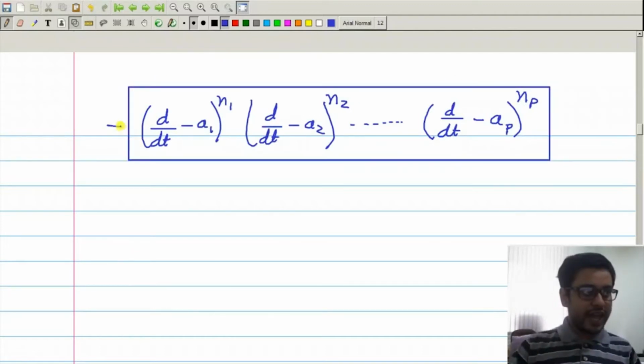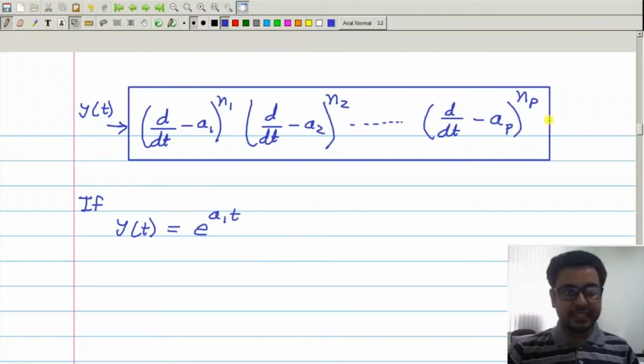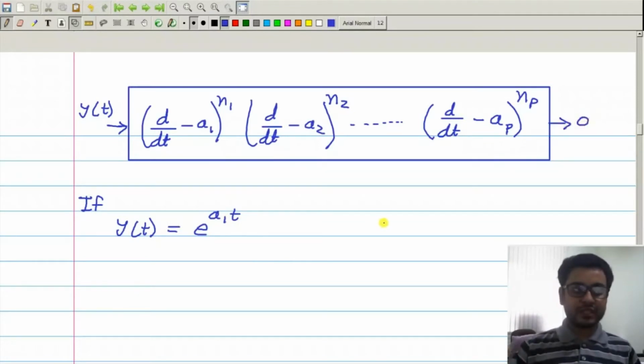So that will act, say, on the signal y(t). Now if I take y(t) equal to, say, e to the power a1t, then the result will be 0. Why? Because, as we said, the order of these operations does not matter. So you can operate this first term on this input signal, on this e to the power a1t, and that will result in 0. So you need not apply the other operators because they will give 0 again when acted on 0.